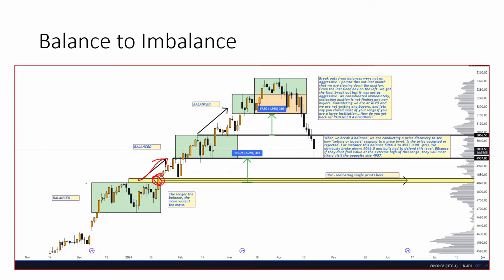I mean, you're consolidating for quite a bit, right? So from December to here, you're consolidating, and then you broke this. This is the LVN where they said, hey, we don't want to spend a lot of time here. We don't find a lot of value here. We're just going to go higher. So there was an advantageous level for somebody to go higher.